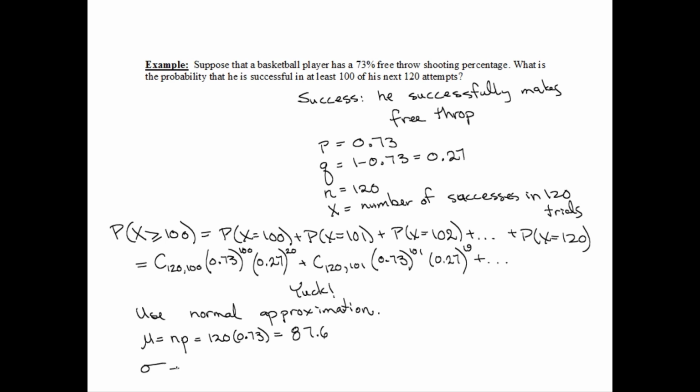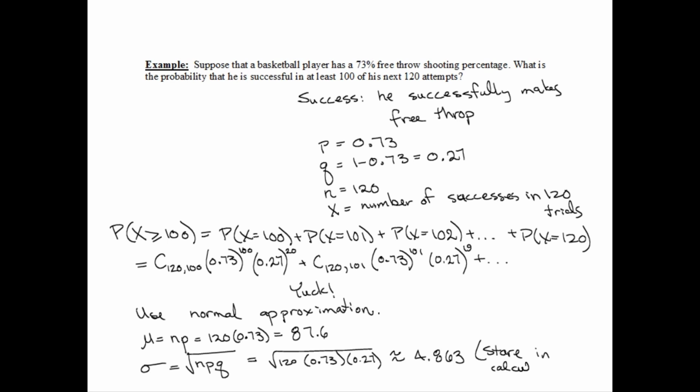And now we're going to calculate the standard deviation. So this is going to be the square root of npq. So the square root of 120 times 0.73 times 0.27 should get approximately 4.863. Store this value in your calculator so that you do not get rounding error by repunching in 4.86. That'll make us less accurate. We don't want to round until we get to the end of a problem, if at all possible.